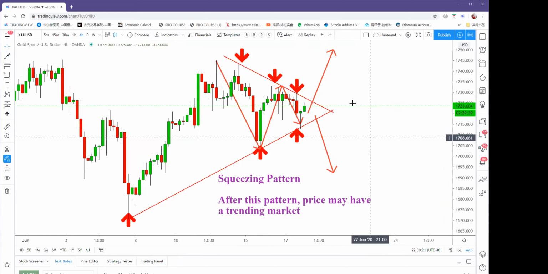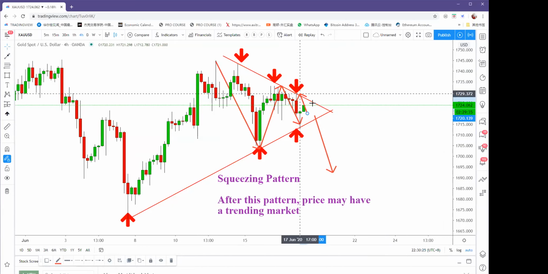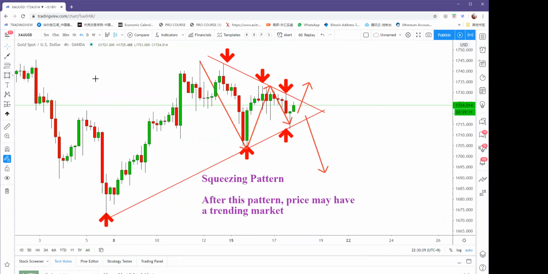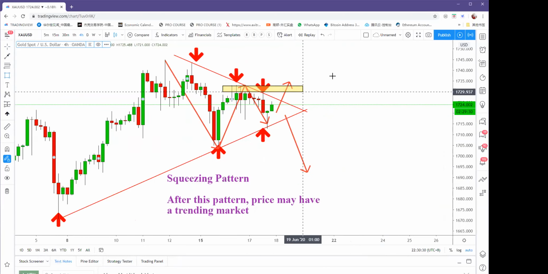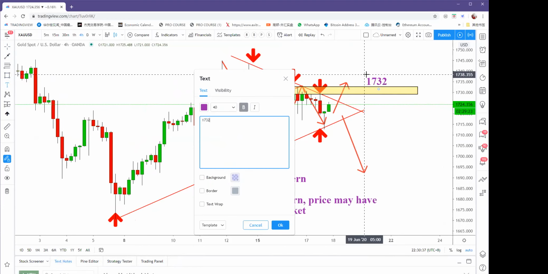Okay. So get ready to buy the breakout of this downtrend line, all right? And the important thing is you have to use the structure to give you a double confirmation. So this could be 1732. Okay, now let's mark this 1732.